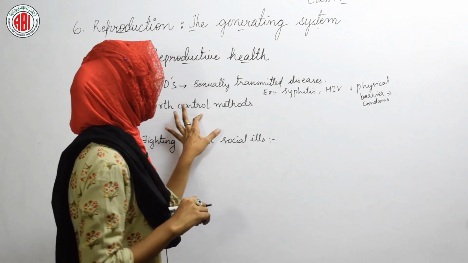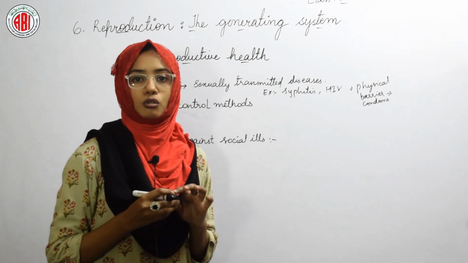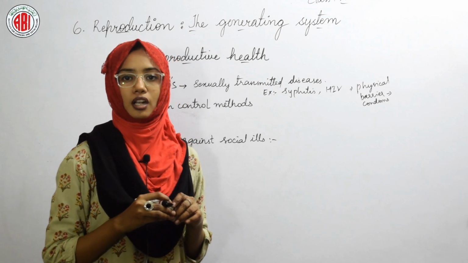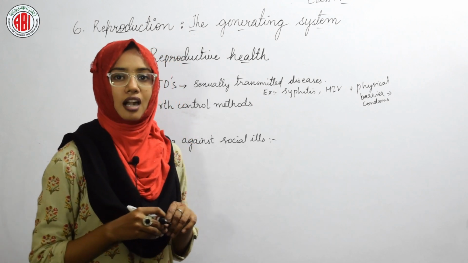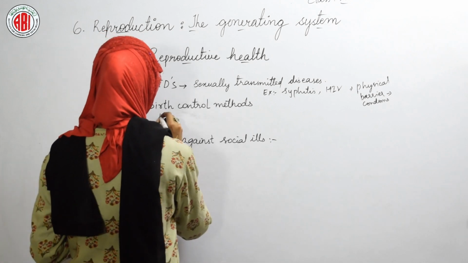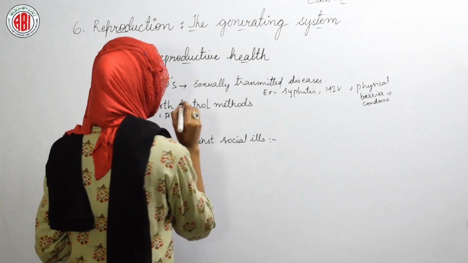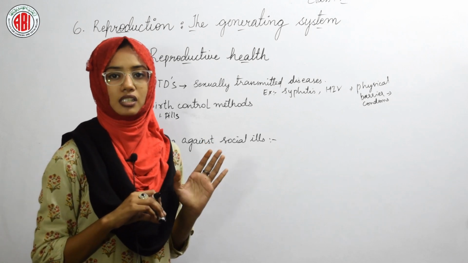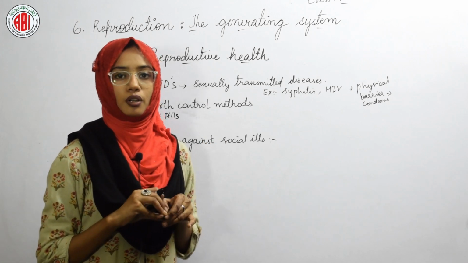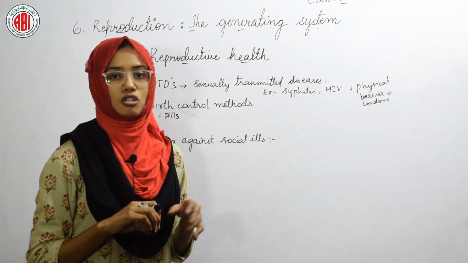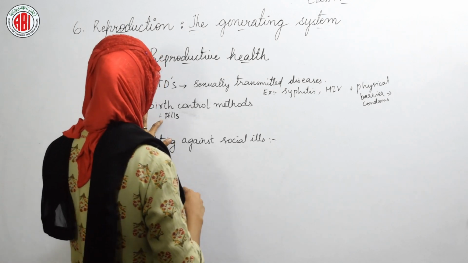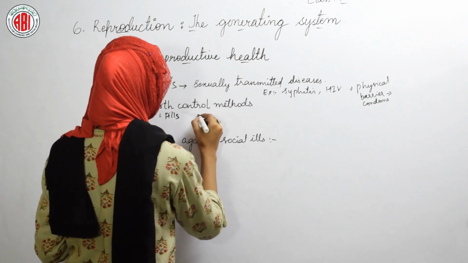The next one is birth control methods. To control the birth of an unwanted child, there are some methods like using pills. The pills can be used to control the birth of a child, and these pills are used to inhibit or stop the fertilization of eggs by the sperm cells. So in this way these pills are used to control birth.